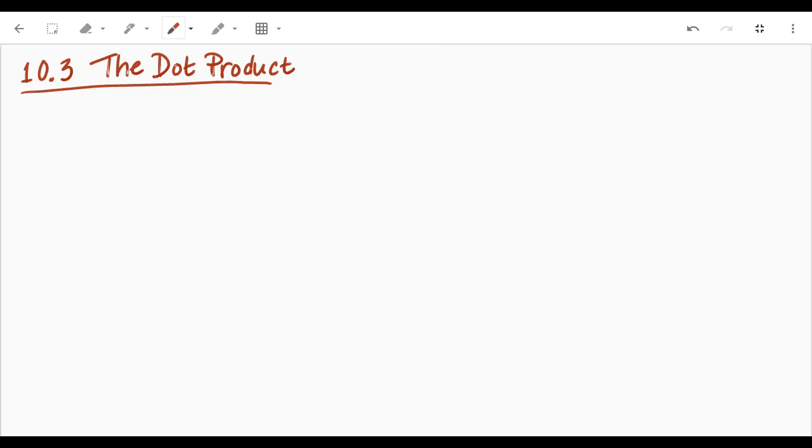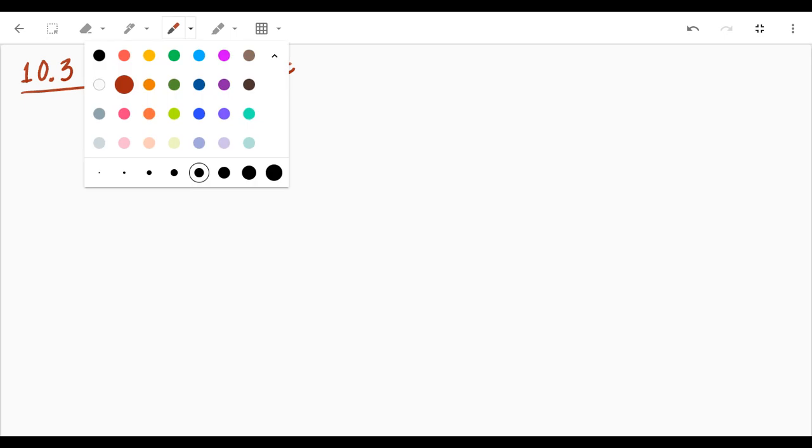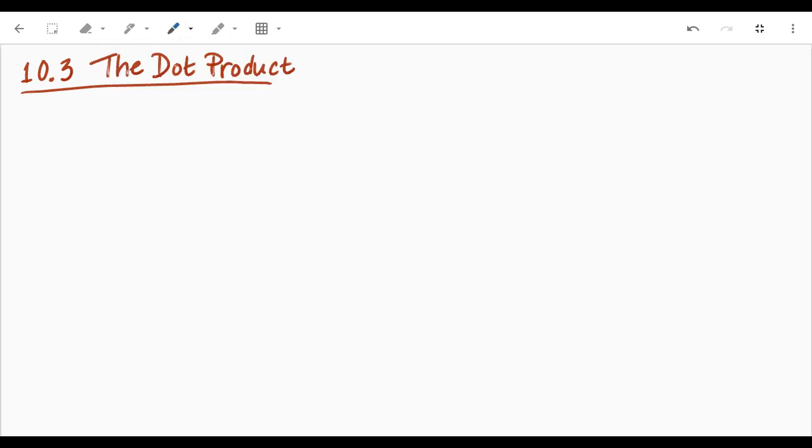Okay, 10.3 is about the dot product, which hopefully you have seen before in other courses. Might need a refresher on it, or maybe you haven't seen it before. Basically, the dot product applies to vectors.